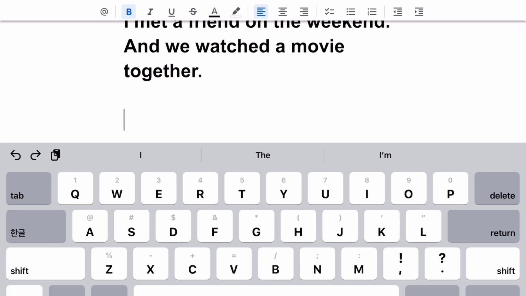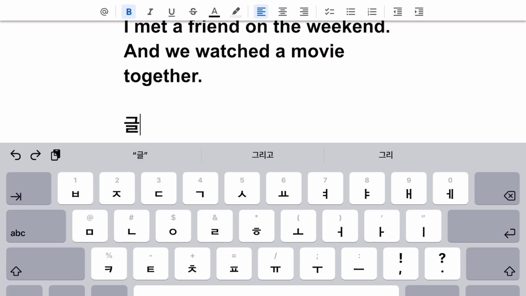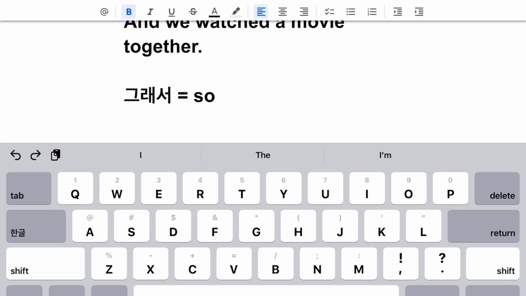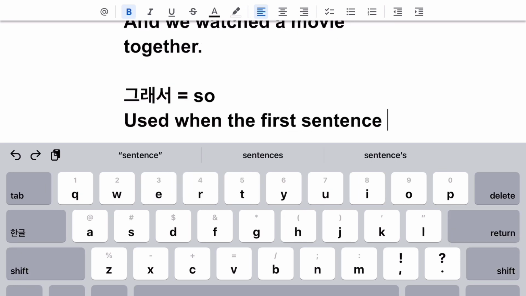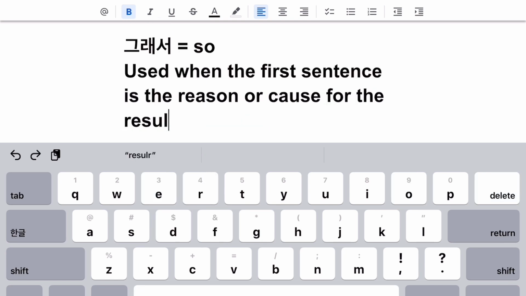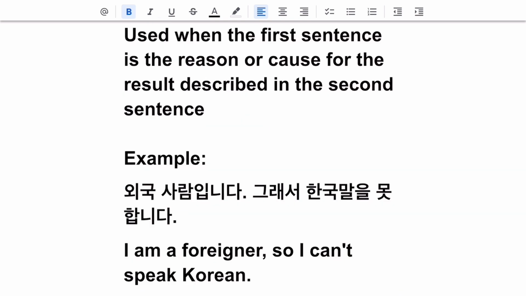Next one, we've used it at least in some examples. So 그래서, so. This is used when the first sentence is the reason or cause of something described in the second sentence. 외국 사람입니다. 그래서 한국말을 못합니다. 외국, that's like a foreign country. 외국 사람, foreigner, foreign person. I am a foreign person.